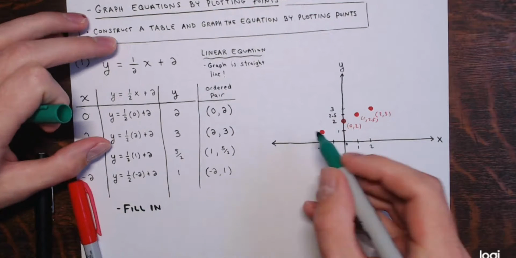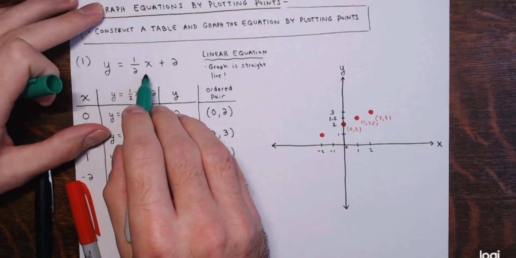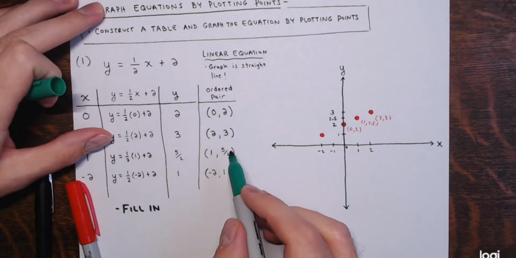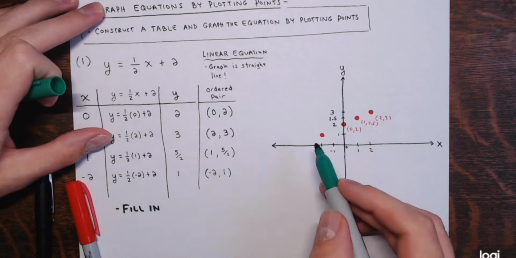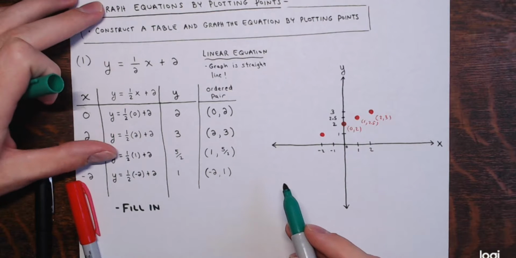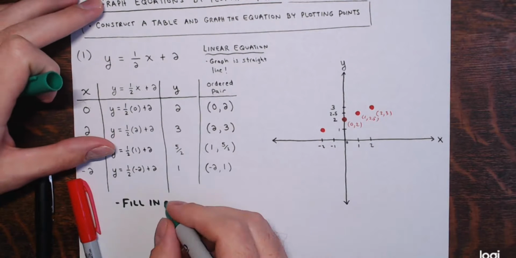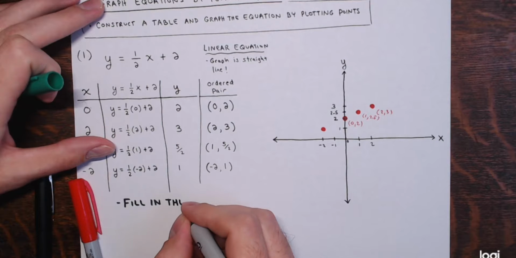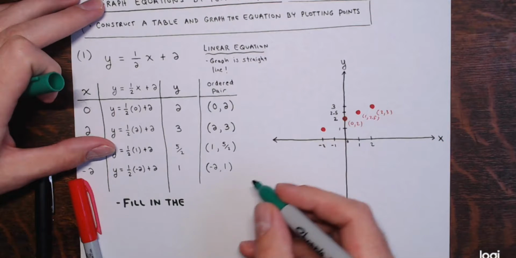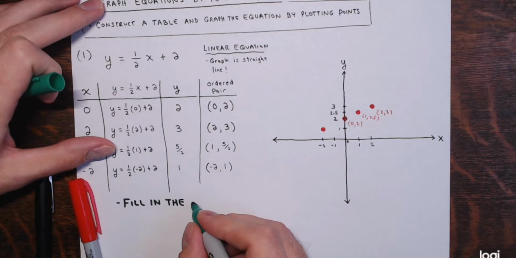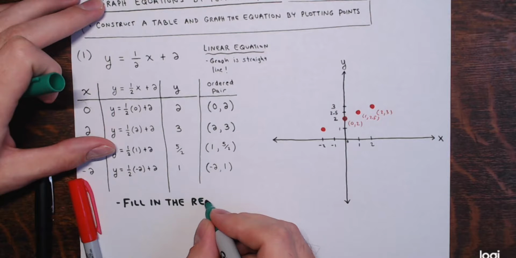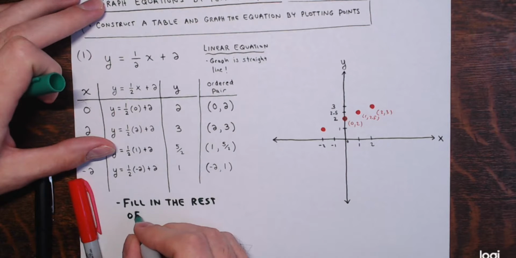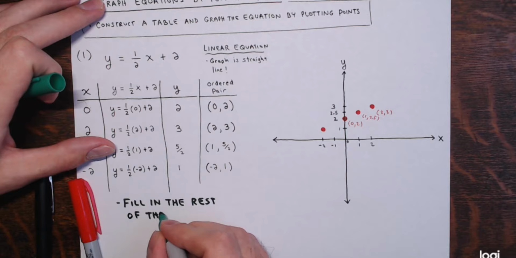Because there are infinitely many solutions to this equation. We just found 4 of them. You're not going to be able to list infinitely many solutions. So you just plot enough points, you plot enough solutions to where you see the pattern, and then you're going to fill in the rest of that pattern. Fill in the rest of the graph.